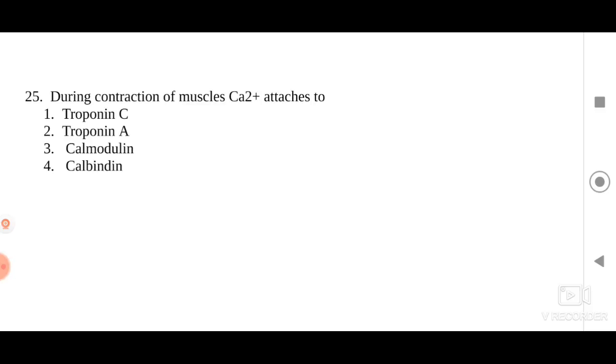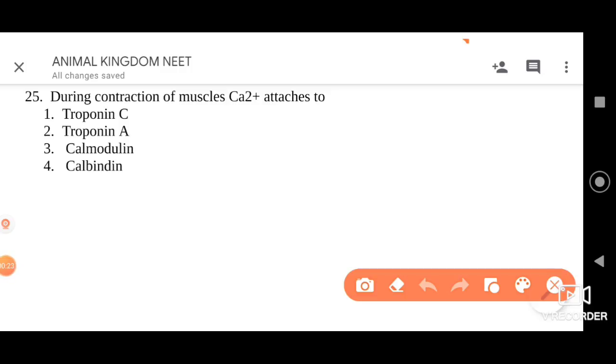The 25th question we have: during contraction of muscles, the calcium ions, or Ca2+, attach to troponin C, troponin A, calmodulin, or calbindin are the 4 options. Dear students, here again I can definitely say that it is an easy question.